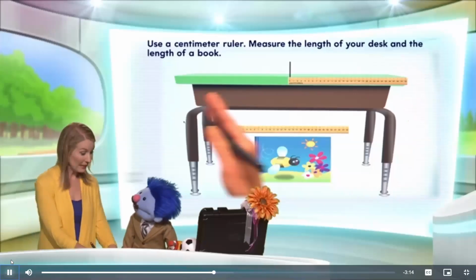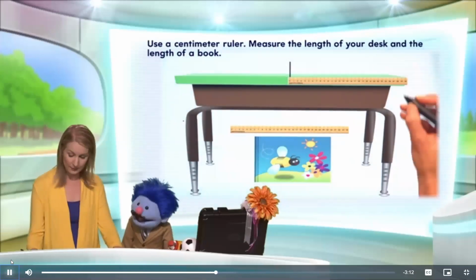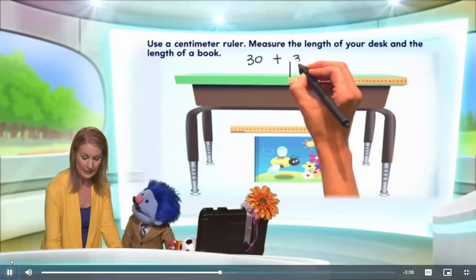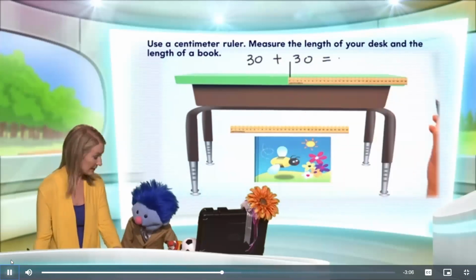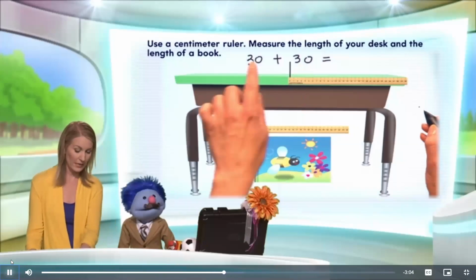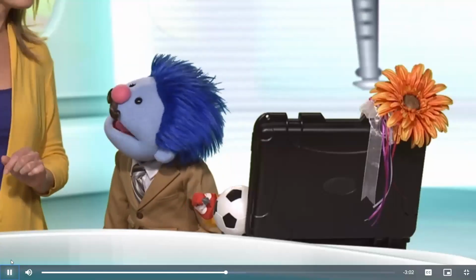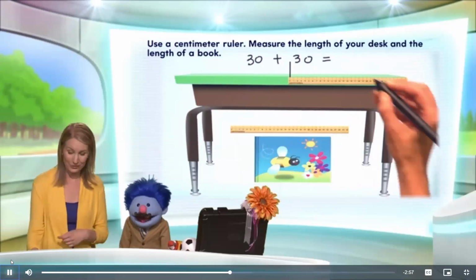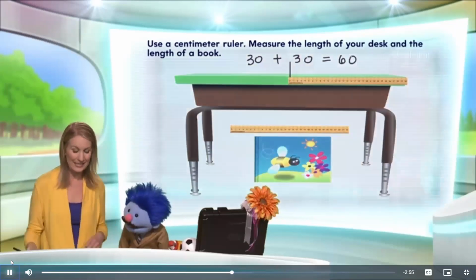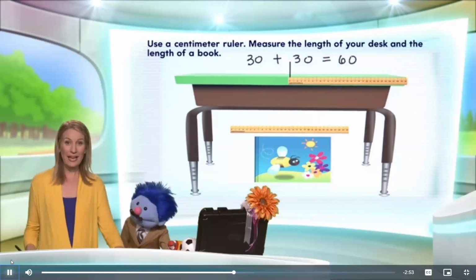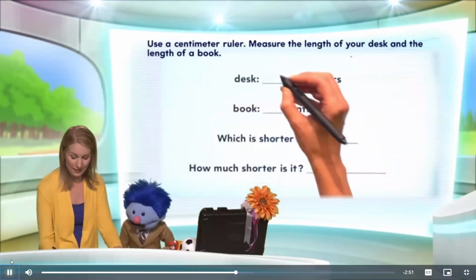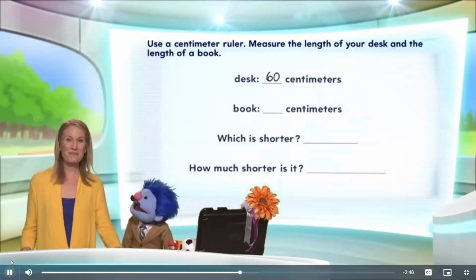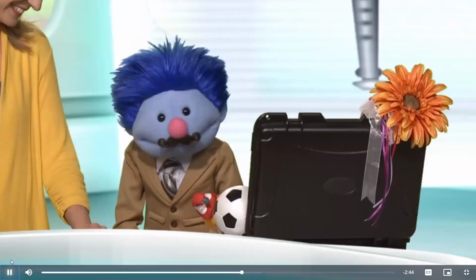So what does that mean for the length of our desk? Well, we have 30 centimeters, and then we have another 30 centimeters. Mentally, what is that? 30 plus 30 is 60, because 3 plus 3 is 6. All right, let's write that in on the previous slide. The desk is 60 centimeters wide. Excellent. You ready to measure the book?